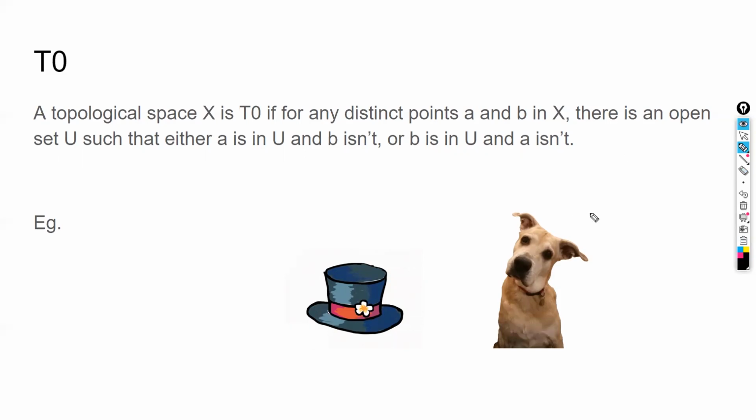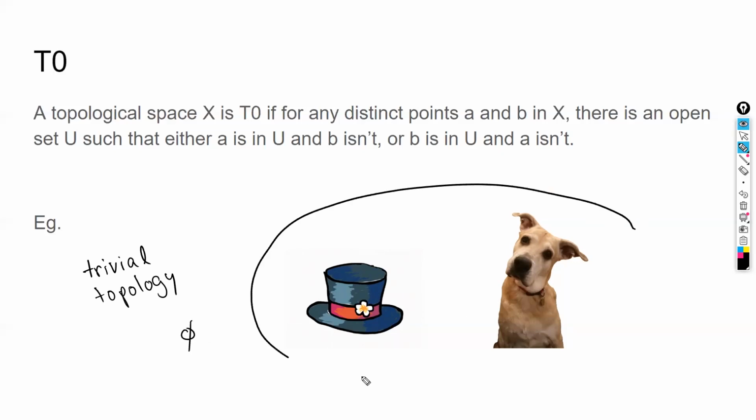So let's start with some of the topologies we know well. Let's say we have the set {dog, hat}. Do you guys remember some of the topologies we have on sets like this? Well, the easiest one to think about is definitely the trivial topology. So what does the trivial topology look like? The trivial topology, right, is the simplest topology. It has only 2 open sets, the empty set and the entire set.